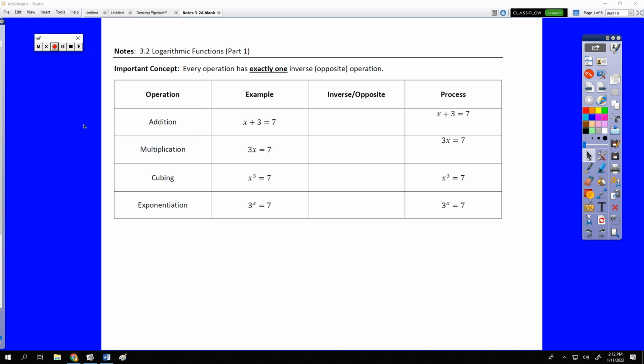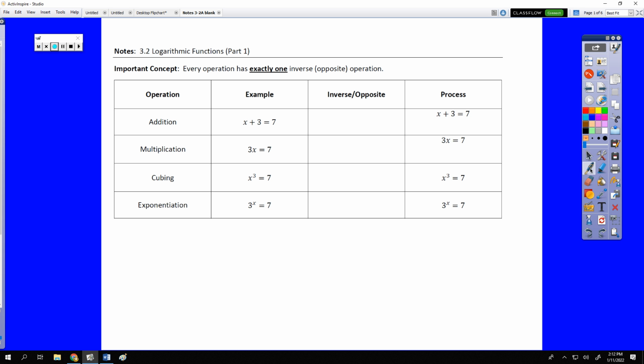Alright, ladies and gentlemen, welcome to the video notes for your pre-calculus textbook, Chapter 3, Section 2. This first portion of this section is entitled Logarithmic Functions, and it deals with what is a logarithm, how does it relate to the exponentials we've been graphing for several days.